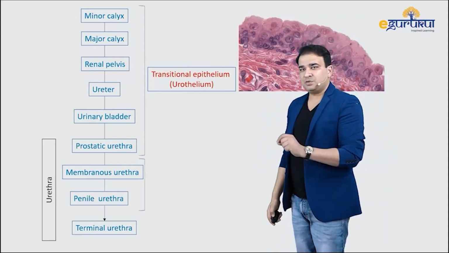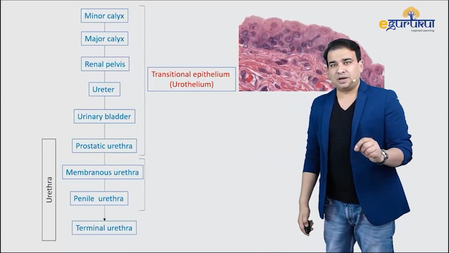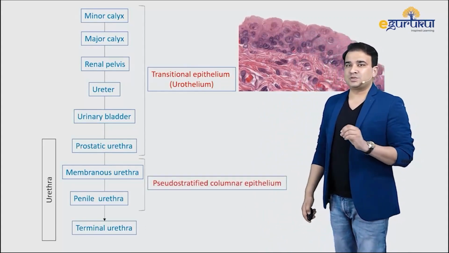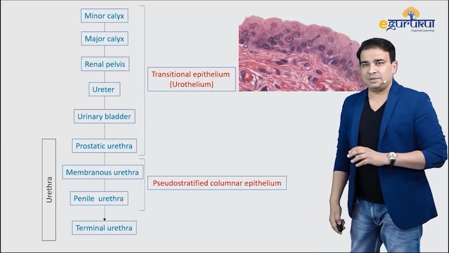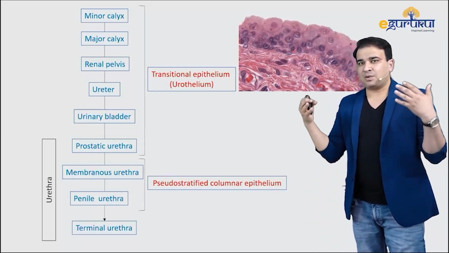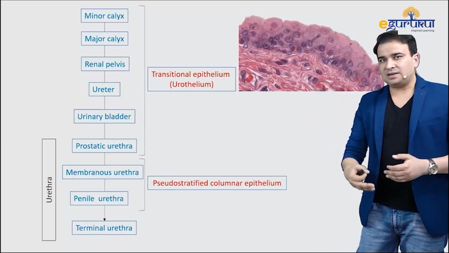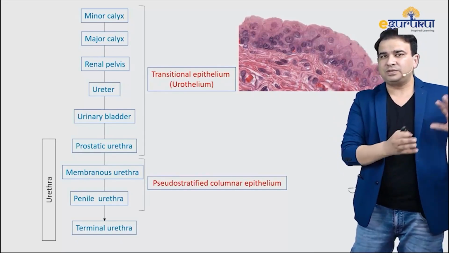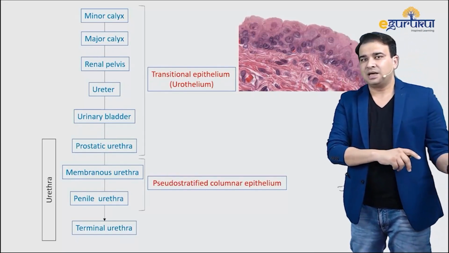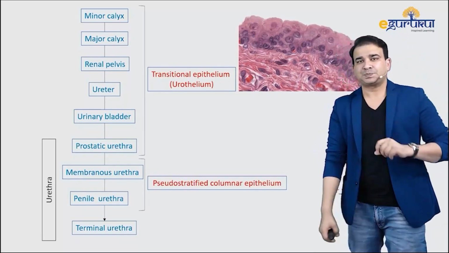So guys, in the membranous urethra and the penile urethra, the lining epithelium is pseudostratified ciliated columnar epithelium, because the ejaculatory ducts are opening in, so beyond that the lining epithelium is more indicative of the genital system rather than the urinary epithelium.